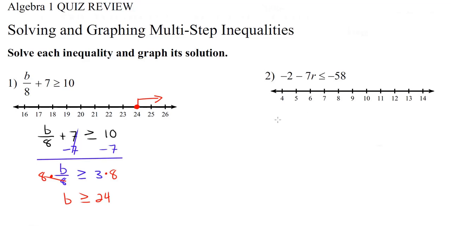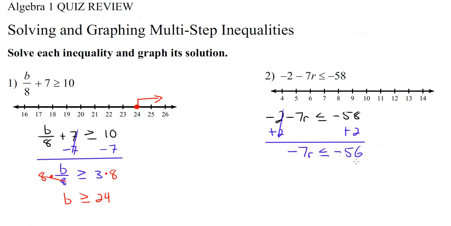Number 2 says negative 2 minus 7r is less than or equal to negative 58. First thing we need to do is get rid of this negative 2. So we're going to add 2 to both sides of the inequality. On the left, these cancel out, leaving us with negative 7r is less than or equal to, on the right, negative 58 plus 2, different sign, subtract, and keep the sign of the bigger number. That's going to be negative 56.